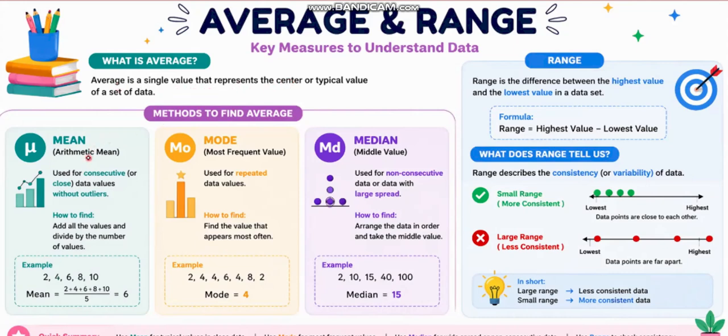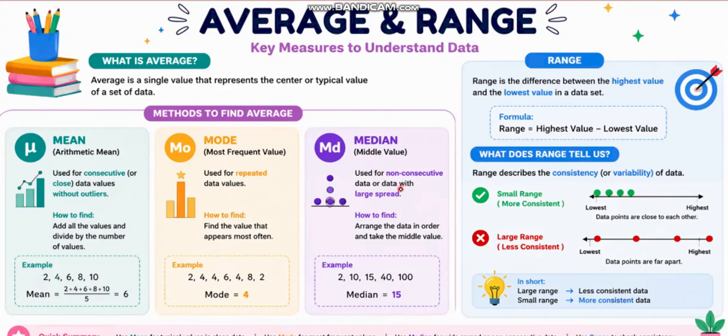There are different techniques suitable to find average, like mean, mode, and median. Mean is usually used for consecutive data values. And how to find the mean? We add the values and divide by the total number of values to get the average. Similarly, mode is usually used for repeated data values, and we pick the value that is most frequent. And median is basically the middle value, and this method is usually used for non-consecutive data values.